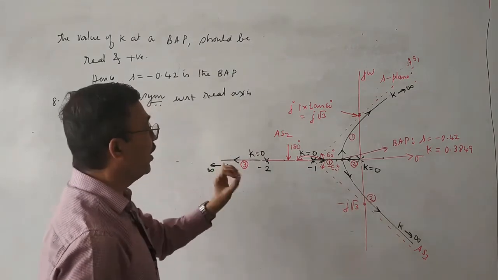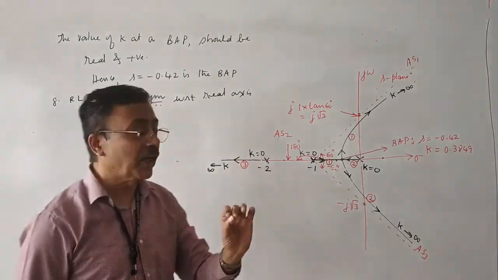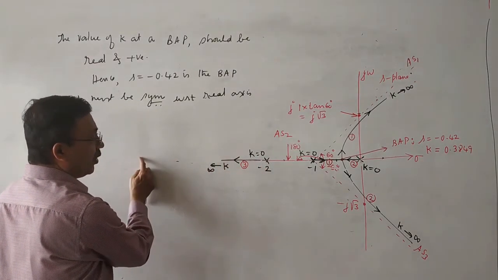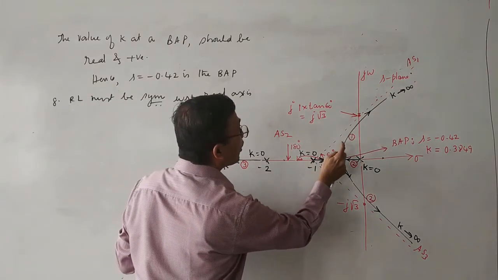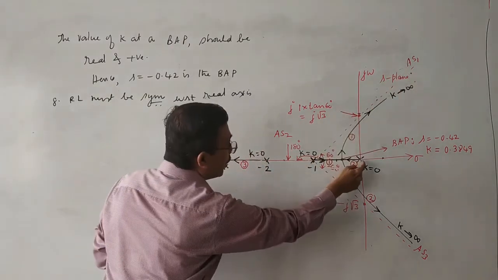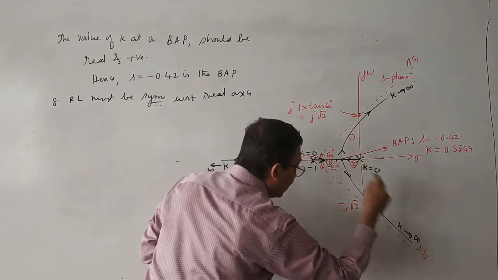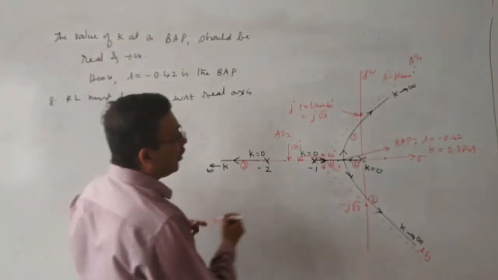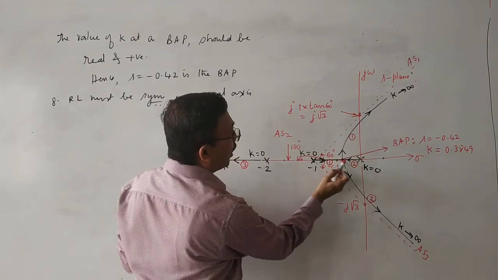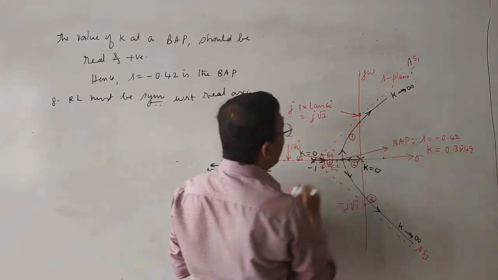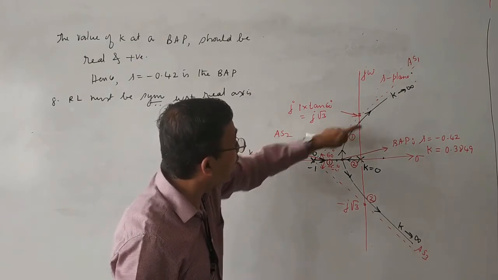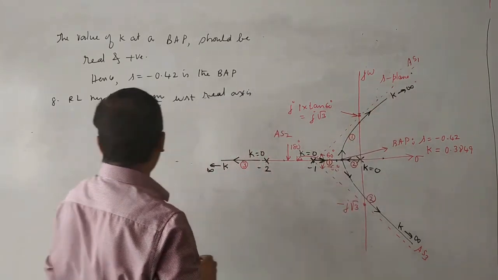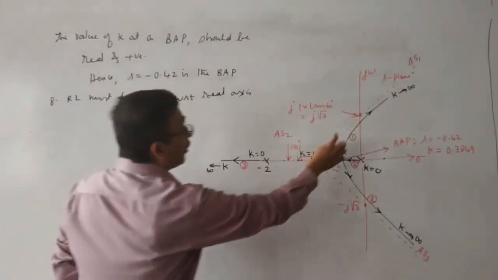So how many branches are there? 3 branches. What is a branch? It has to start on a pole and end on a 0. Therefore, see, this starts on a pole and goes to meet the 0, which is at infinity, 1 branch. This is a pole which goes along AS1 to meet the 0 at infinity. This pole goes along asymptote AS3 to meet the 0 at infinity. K tending to infinity, please note that. What is the value of K here? 0. What is the value of K here? 0.3849. Here the value of K should be more than 0.3849 because the value of K is increasing in the direction of the arrow. Very, very important. Next, I want to find these intersection points.